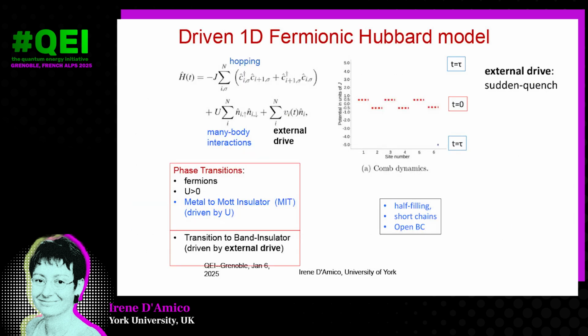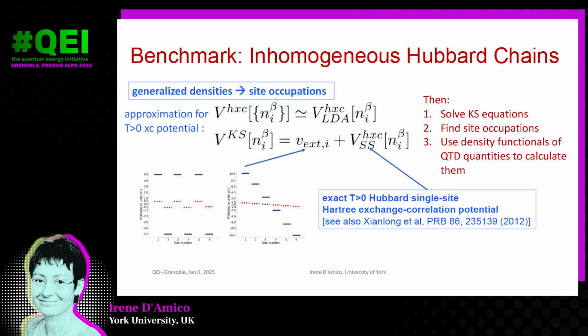We consider half filling, and this system has phase transitions. The most famous is the metal-to-Mott insulator transition. We consider repulsive fermions. And also, if we drive the system in this way, from a quasi-homogeneous potential to a zigzag potential, we can also have a transition to a band insulator system.